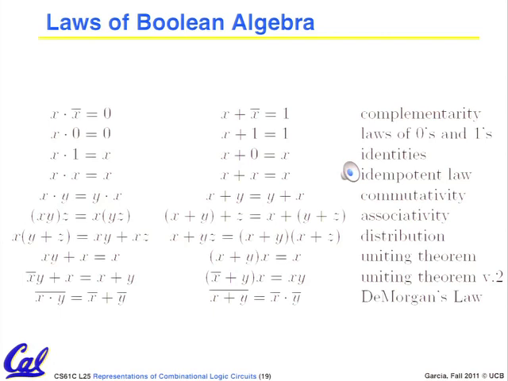X plus 0 is X. That we knew already. You also know that x times 1 is x. You probably knew that x times 0 is 0 as well. These two you knew. This one is new to Boolean algebra.